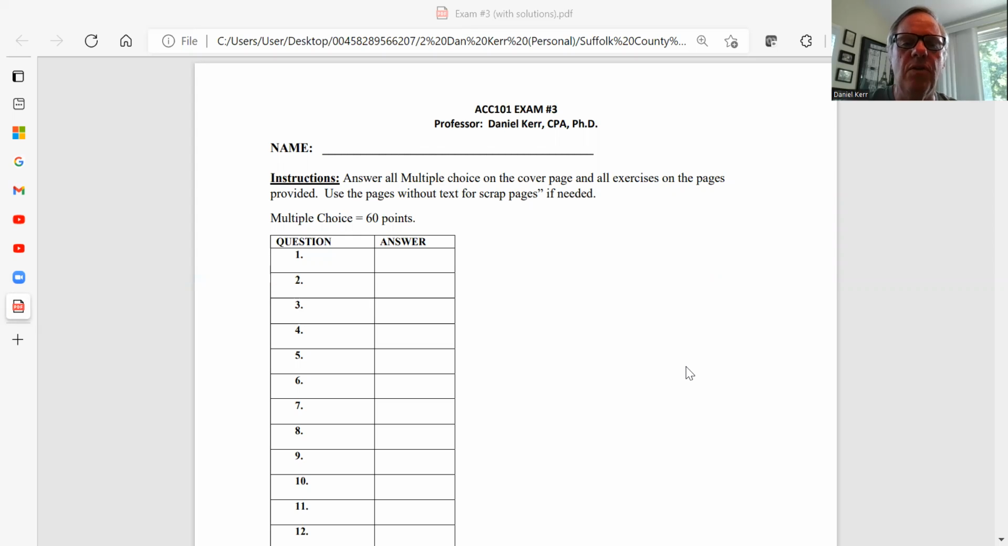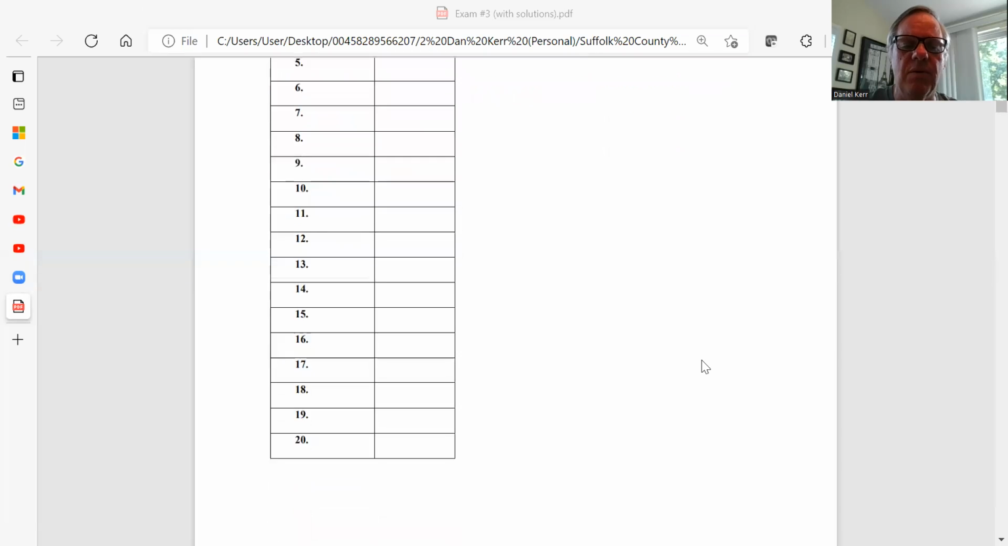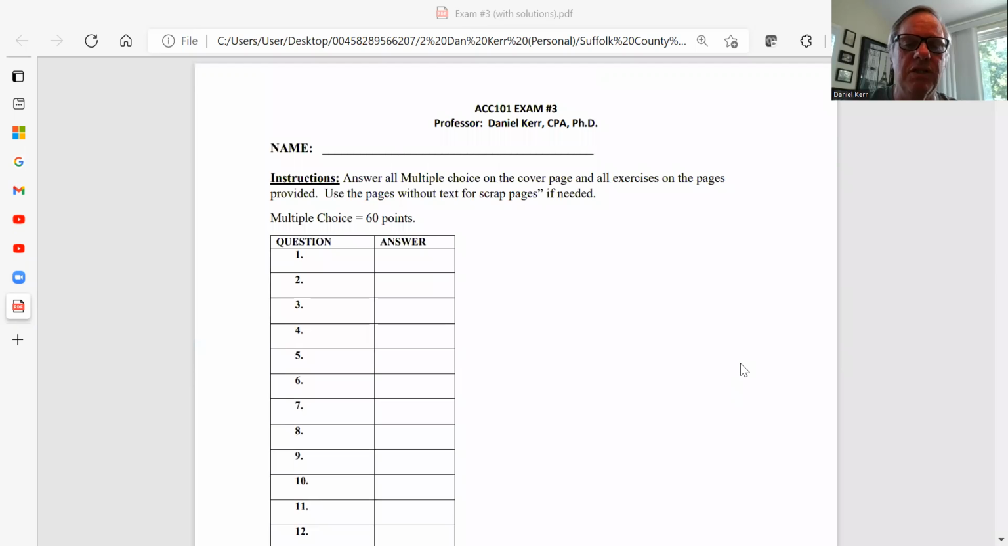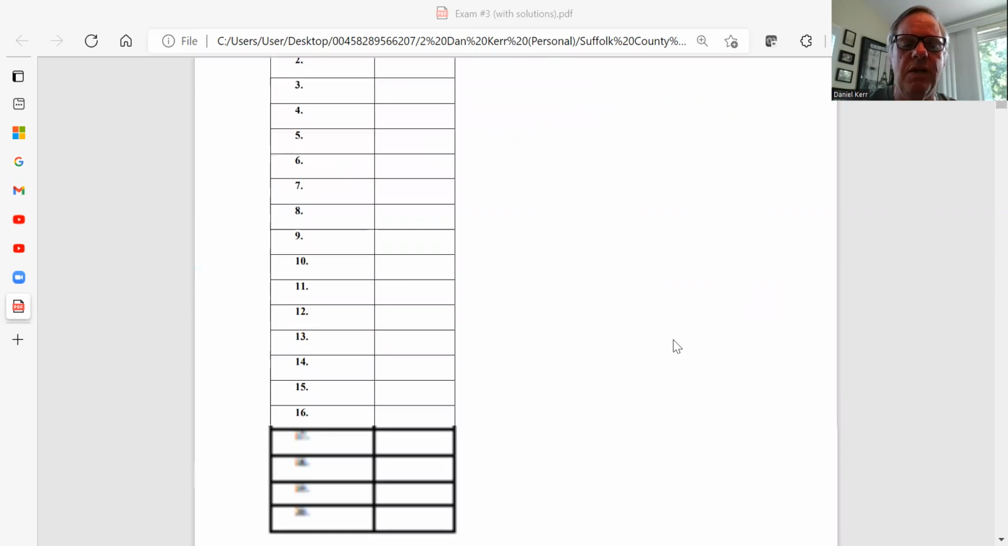So here goes. There were 20 multiple choice questions. Each one was worth 3 points. So the maximum you could have got, there were 20 questions, so you could have got 60 points if you got all the multiple choice questions correct. A couple of you got real close to that. And then each one of the short little problems were worth 10 points each. So let's go through and discuss each one.